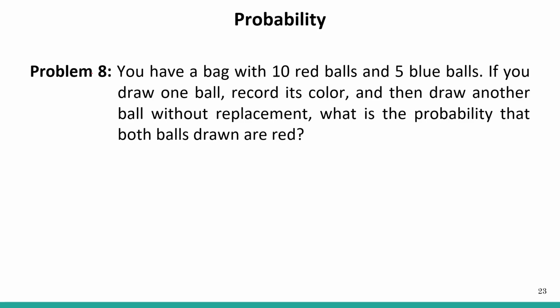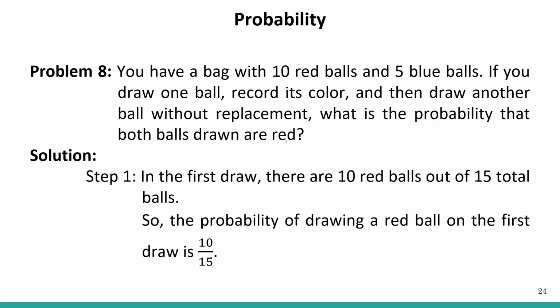So let's go forward with problem number 8. You have a bag with 10 red balls, 5 blue balls. Okay, so if you draw one ball, record its color, and then draw another ball without replacement, what is the probability that both the balls drawn are red? So we have a bag with 10 red balls, 5 blue balls. Total what? 15 balls, right?